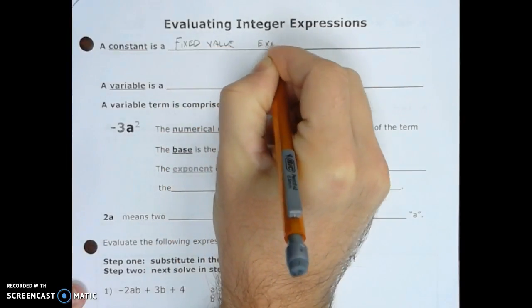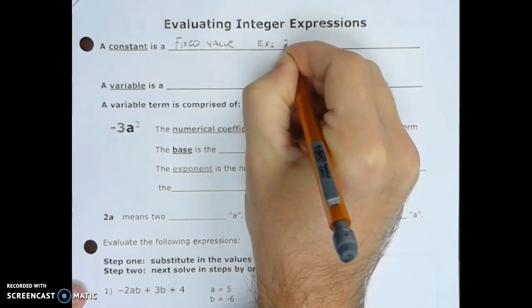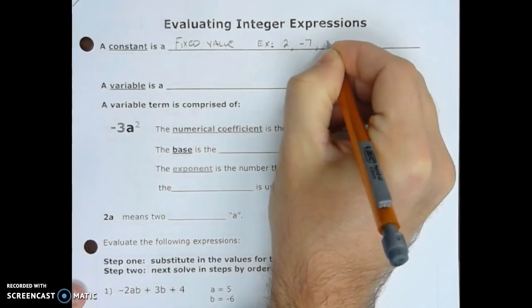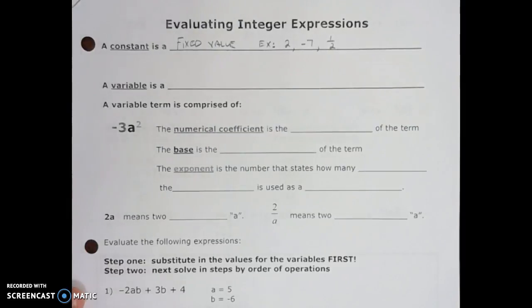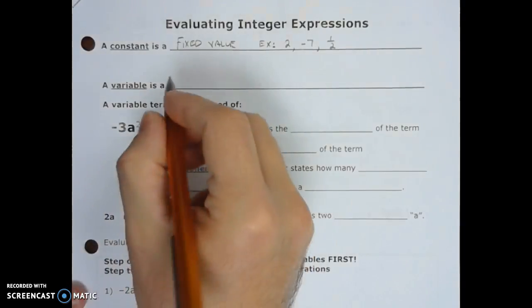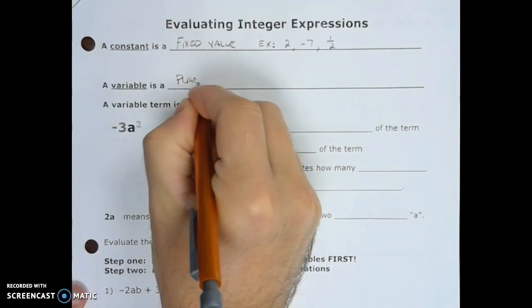Examples of constants are just plain numbers like 2 or -7 or 1/2. These are called constants because their values never change. 2 is always 2, -7 is always -7, 1/2 is always 1/2. They're constant.